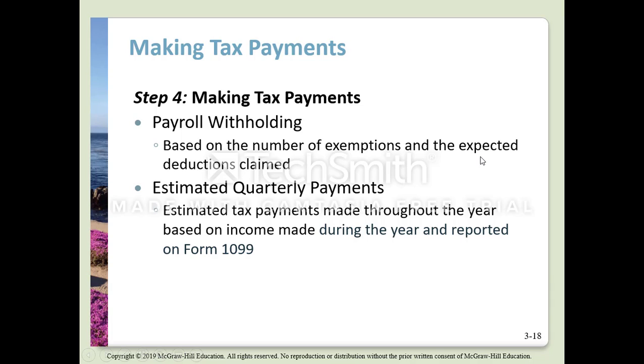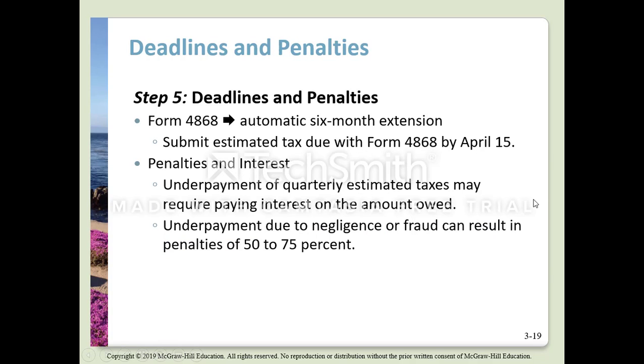And then next, you must make your tax payment. You can make that through your withholding throughout the year, or you can pay estimated quarterly payments, or you can write a check or have it automatically taken out of your account. And then lastly, there are of course deadlines and penalties. The deadline normally in a typical year is April 15th. However, for 2019 taxes, the deadline was moved until July 15th.